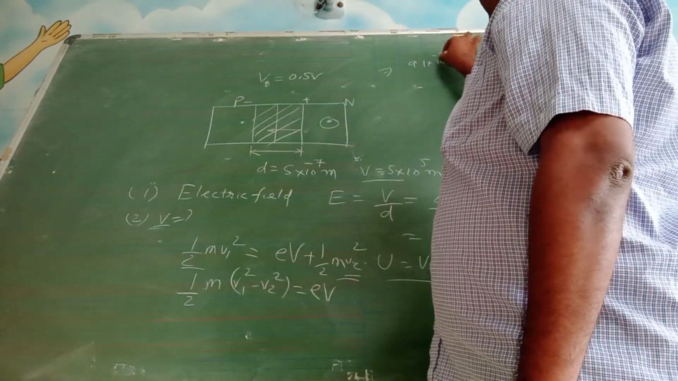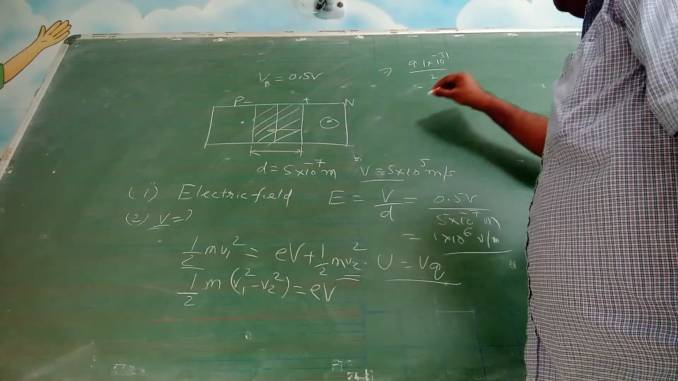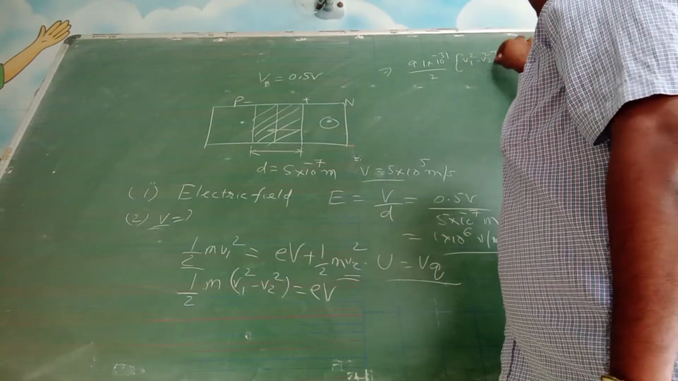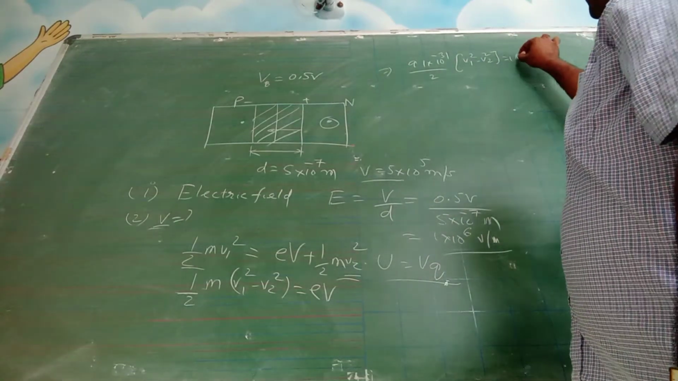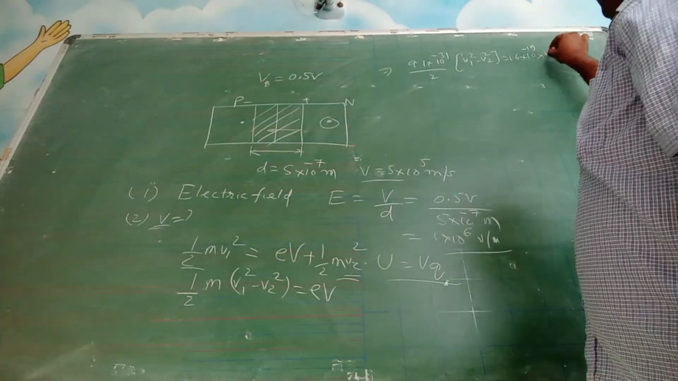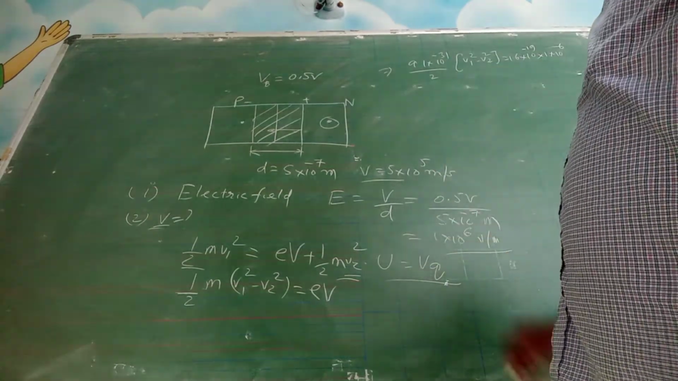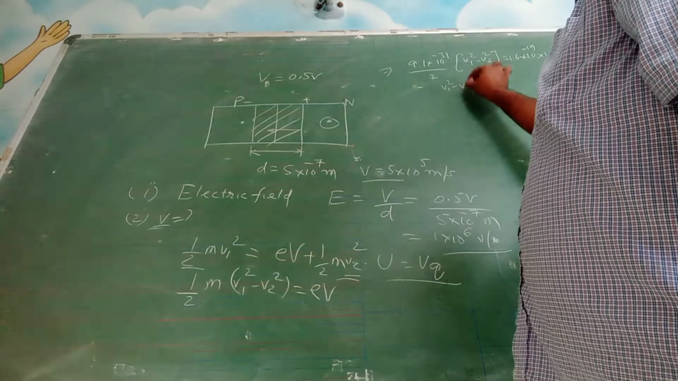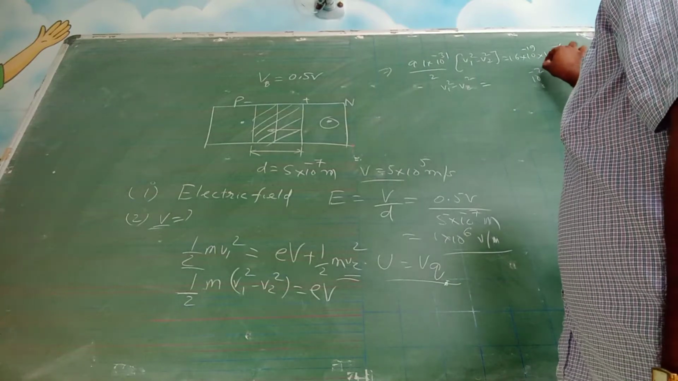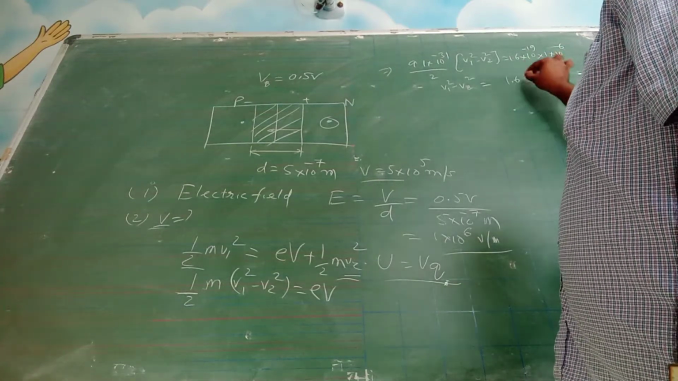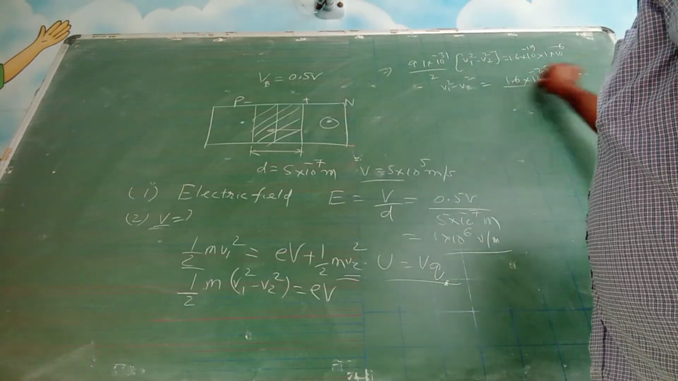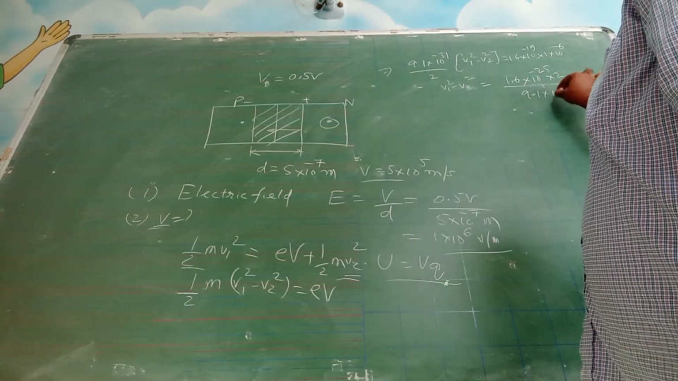9.1 into 10 to the power of minus 31 divided by 2 into v1 square. We put v1 square minus v2 square is equal to 1.6 into 10 to the power of minus 19 into potential 1 into 10 to the power of 6. So v1 square minus v2 square is equal to, this is 10 power minus 19, this is 10 power 6. So this becomes 10 power minus 25 into 1.6 into 10 to the power of minus 25. Okay, this 2 will go that side in the numerator and this will come in the denominator.